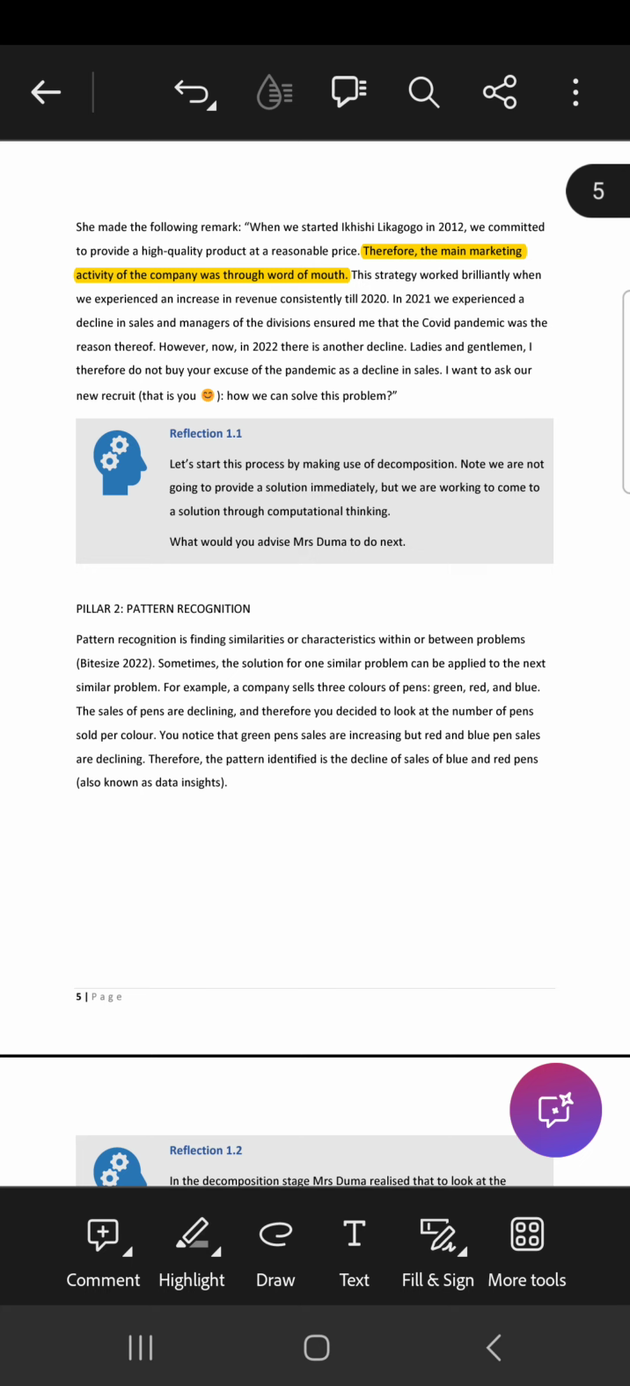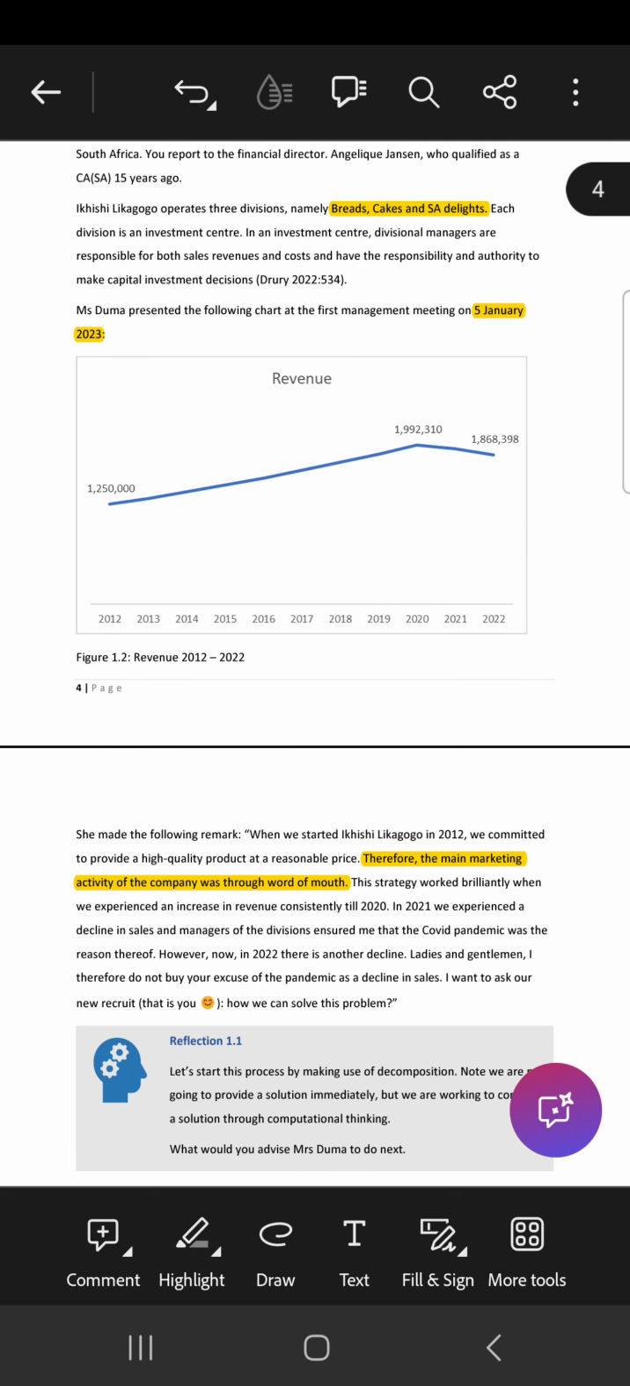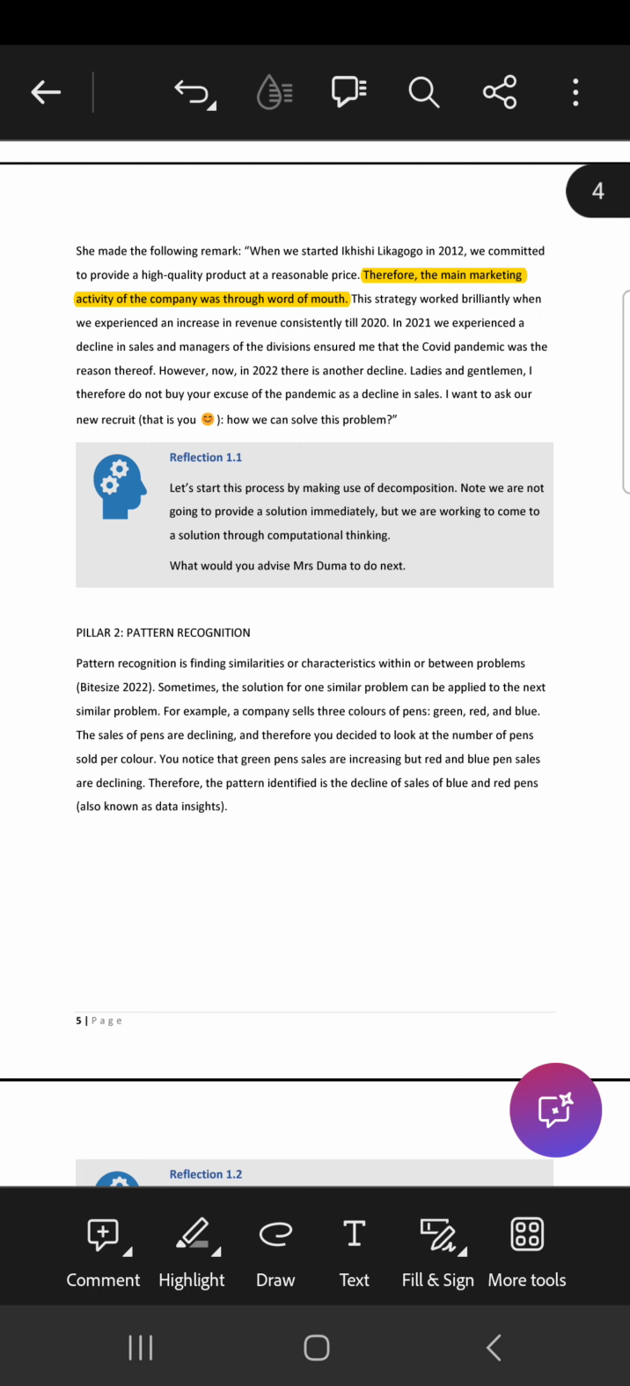Okay, I think that would be enough time to have identified the problem. And the problem at hand, the issue at hand, is that there's been a decline in sales, right? Not necessarily profit. Remember, we're not looking at profit. This is revenue, right? So there is a decline in sales. So now we need to start thinking about what is it that is causing this.